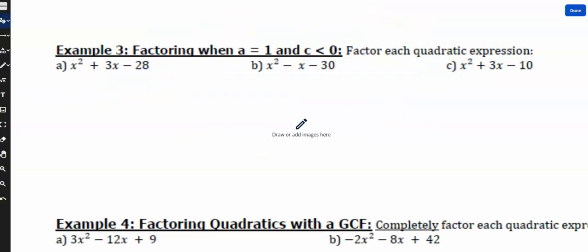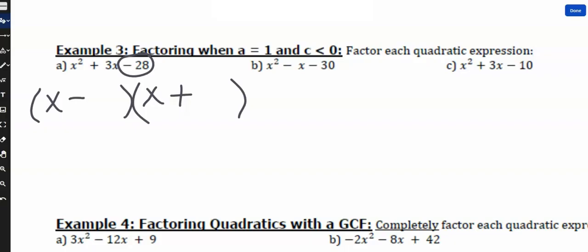Example 3, more factoring. Still using a values of 1, but now we're going to be dealing with a negative number. So if you are coming up with a negative number here, that means that when they multiply together, they have to be negative. The only way that can happen is if you have 1 plus and 1 minus. Okay?